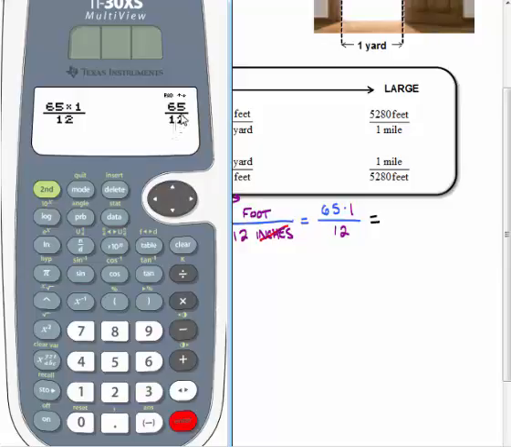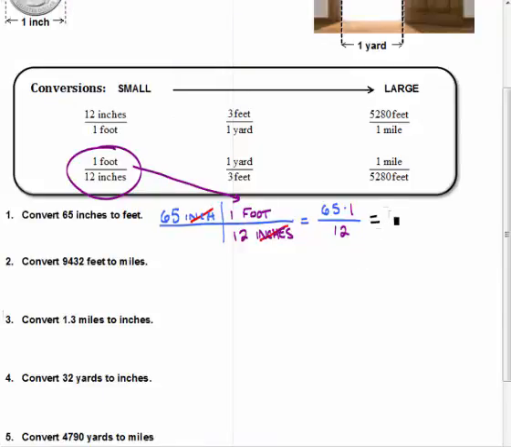And here first it came out with 65 twelfths, which if you want to convert that fraction to a decimal, just press that button right there, and we get 5.416 feet repeating. So 5.416 feet. All right, hopefully that wasn't too hard. Let's try this again. All right, so this time they give us 9,432 feet.